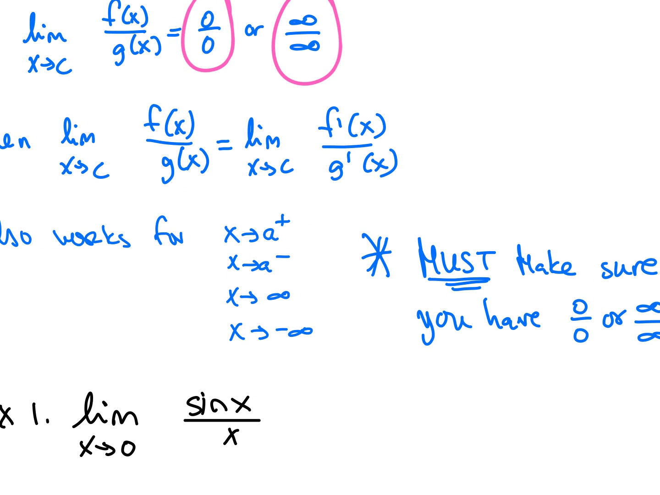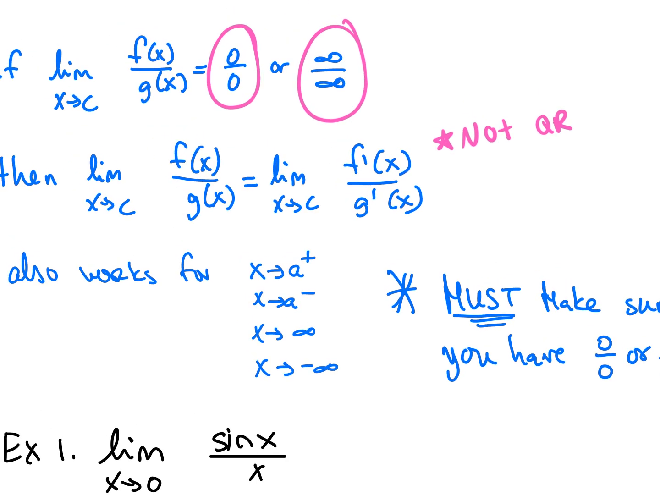So it's not the quotient rule. We're just taking the derivative of the numerator and the denominator independently. But we can only do this if our limit gives us 0 over 0 or infinity over infinity. And it works for one-sided limits as well.